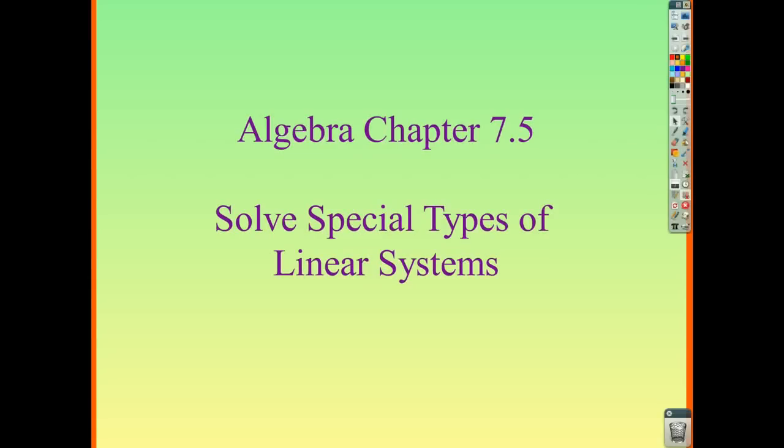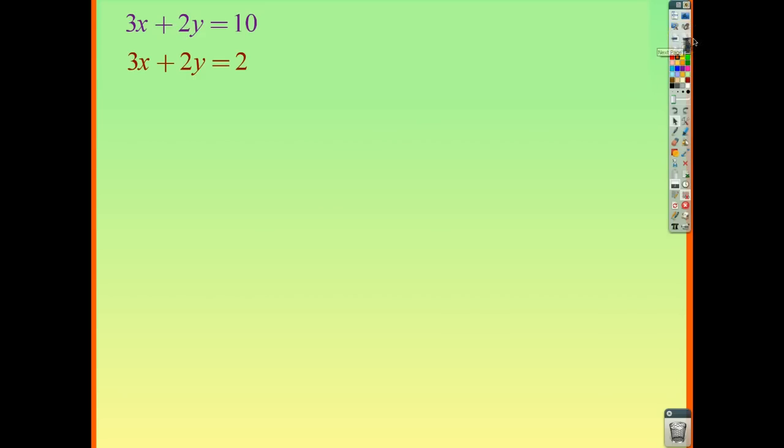Moving on into Algebra, Chapter 7.5. So we've solved different types of linear systems in different ways. We've used substitution, we've used elimination, and we've used multiplication to change the equations into a place where we can use elimination. And so now we're going to talk about special types of linear systems, and let's take a look at one here.